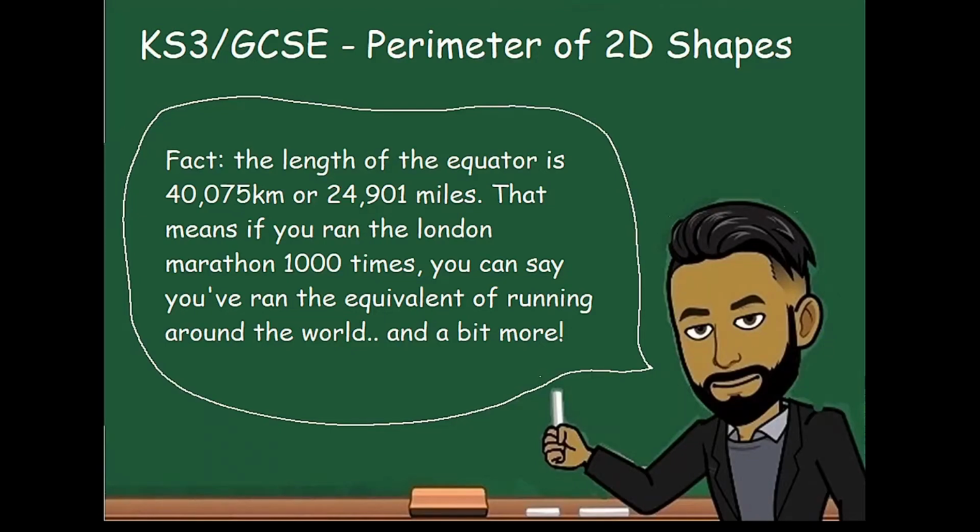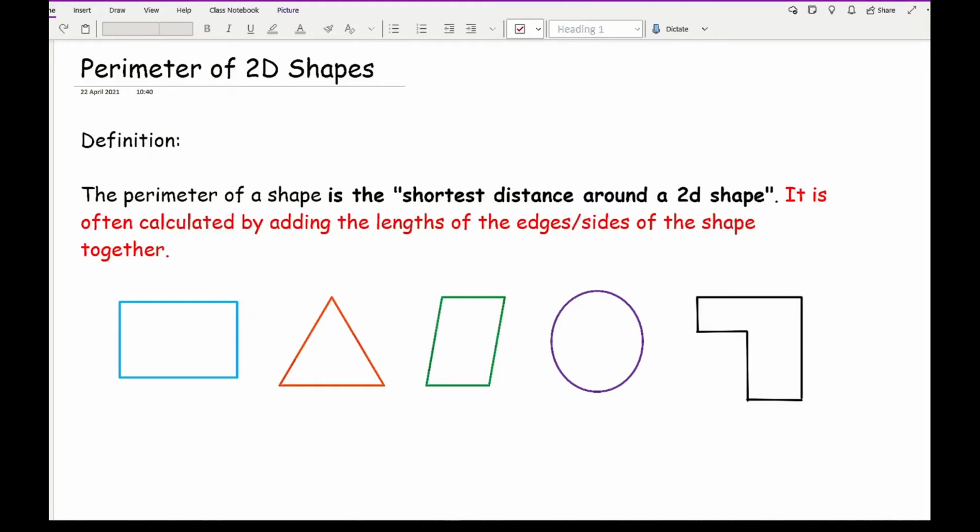So in this video we'll be looking at how to work out the perimeter of a 2D shape. So before we get started, let's have a look at the definition of what the perimeter actually is. The perimeter of a shape is the shortest distance around a 2D shape. It is often calculated by adding the lengths of the edges or the sides of a shape together.